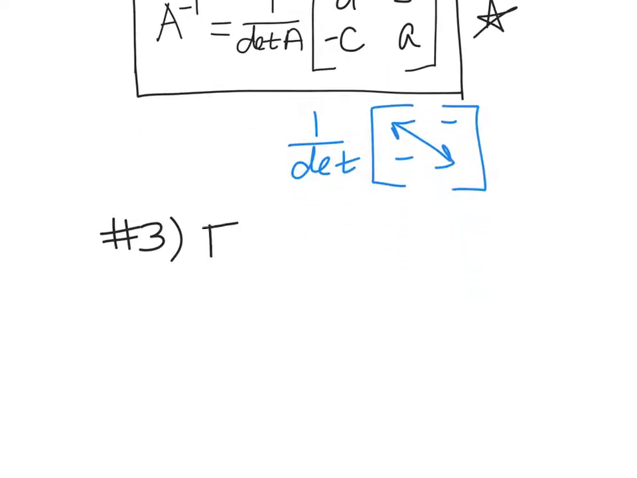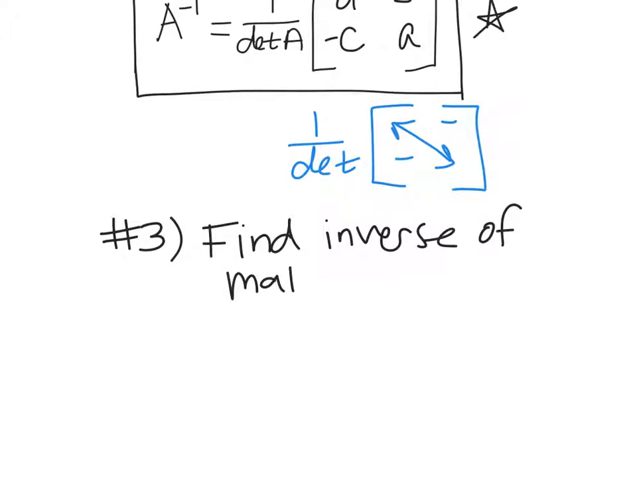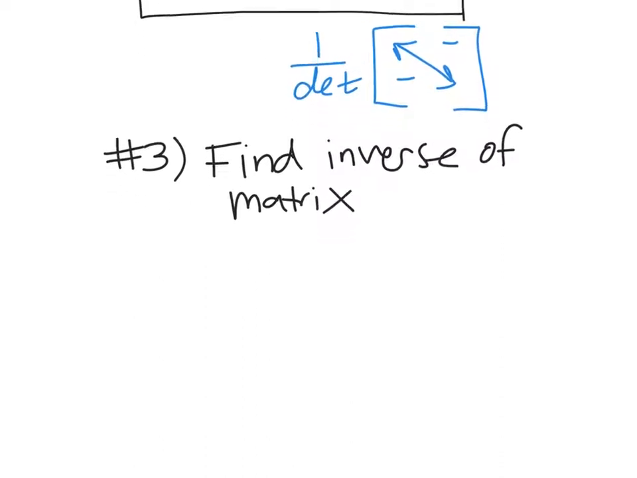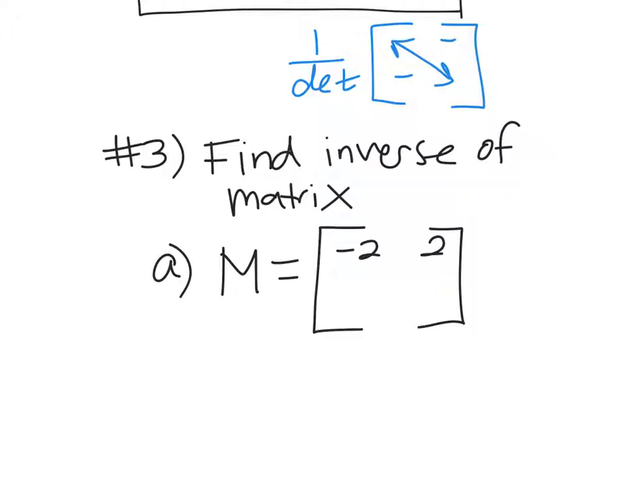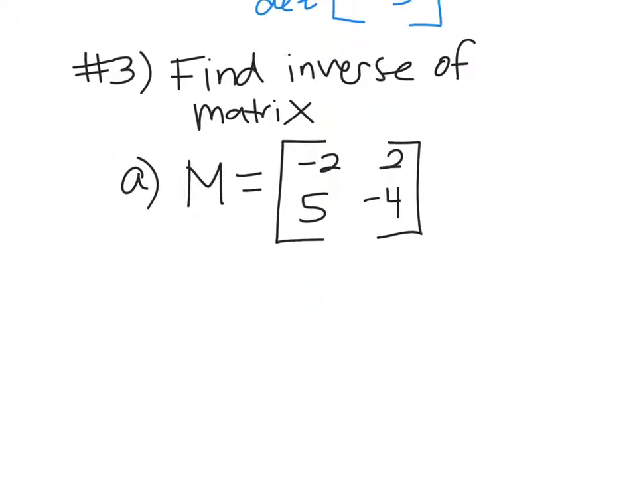We're going to find the inverse of the matrix. Okay? We'll do a couple and see how you do on these. So here we go. Letter A. Let's say our matrix is M for matrix. And matrix M looks like this. -2, +2, 5, -4. And we need to find the inverse of M.